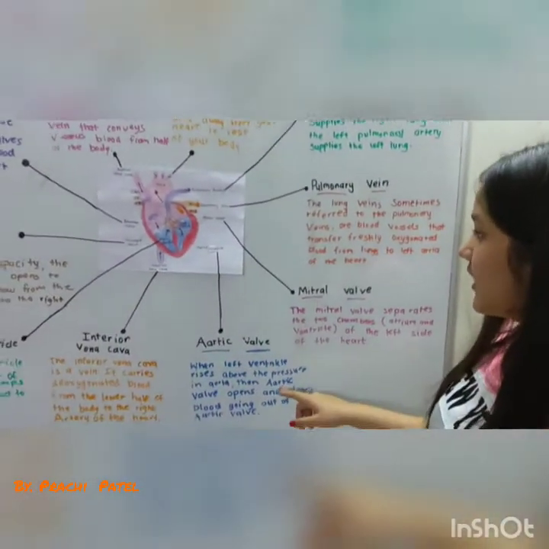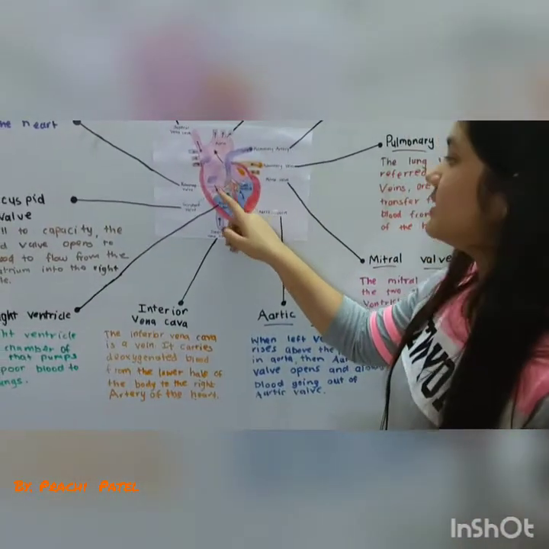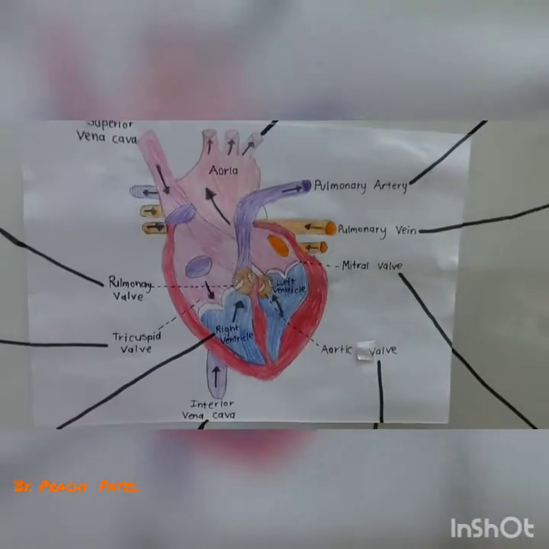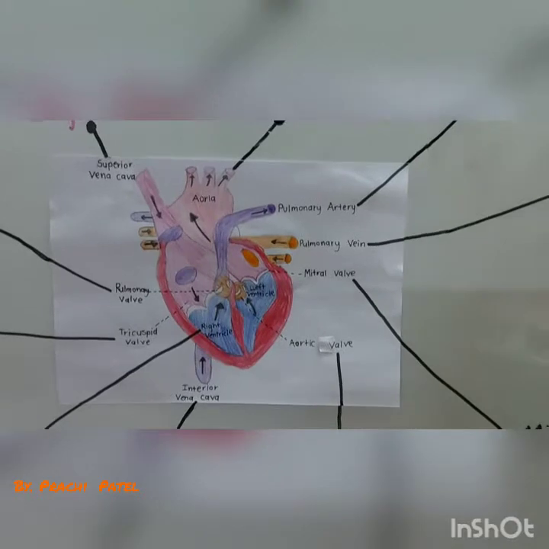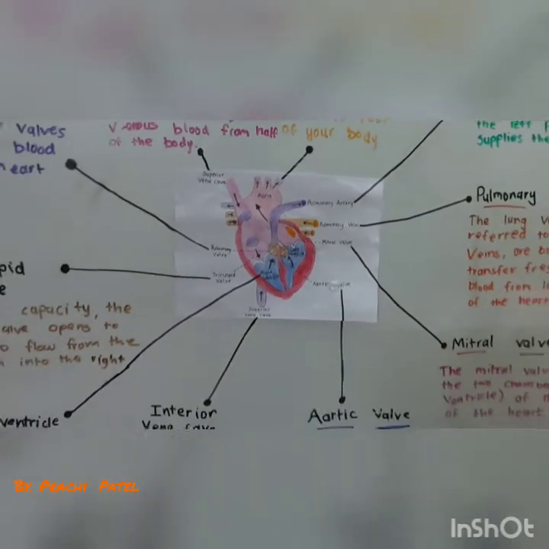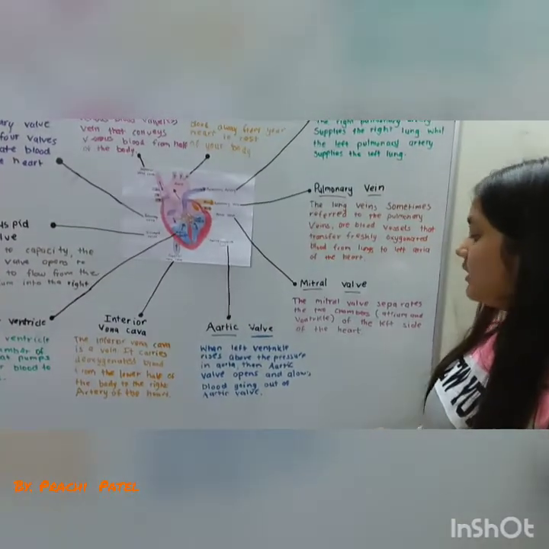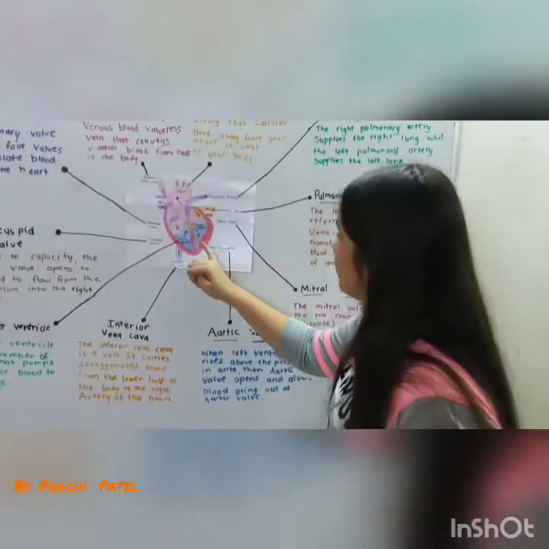Aortic valve. The aortic valve is located right over here. This brown thing is the aortic valve. When the pressure in the left ventricle rises above the pressure in the aorta, then the aortic valve opens and allows blood to go out. So the aortic valve is right over here.